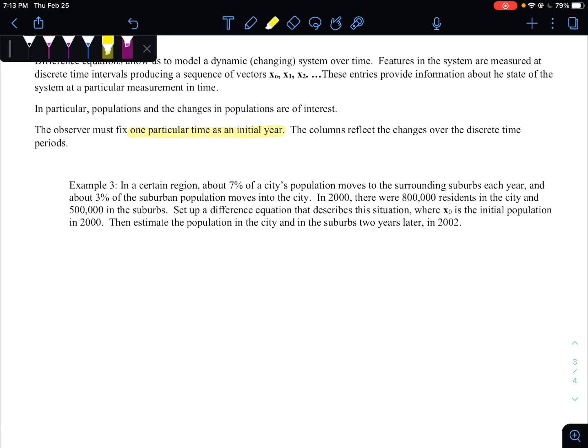In a certain region, 7% of a city's population moves to the suburbs. You know what? Let's just call this DC. Because that's where we are. Okay, so in DC, let's talk about that. So for DC, every year you could multiply the population by 0.07, and that would give you how many people would move out. And that means if you multiplied the population by 0.93, you would get how many people stay in DC.